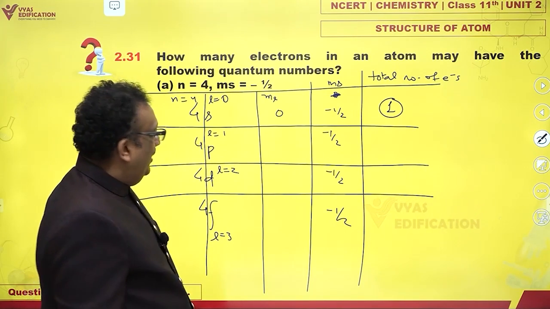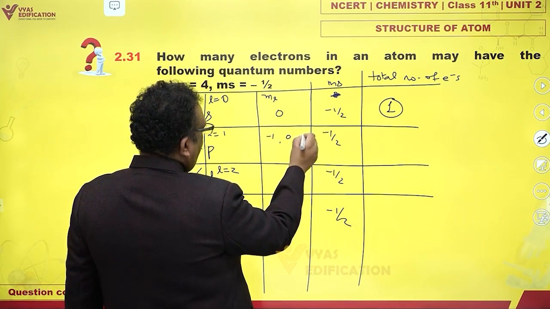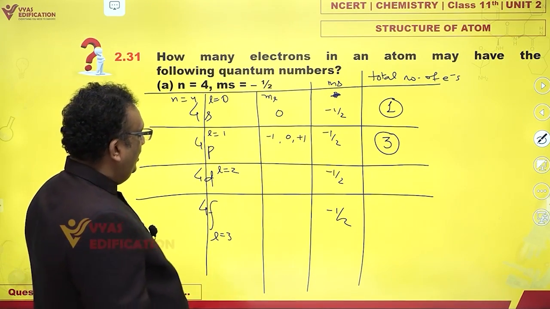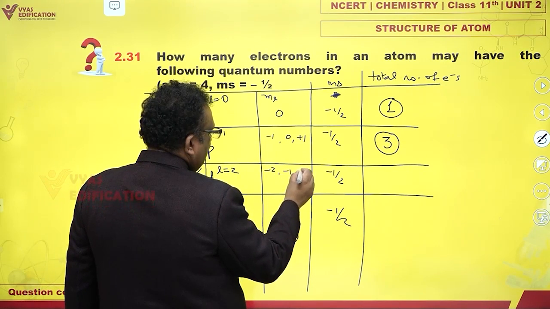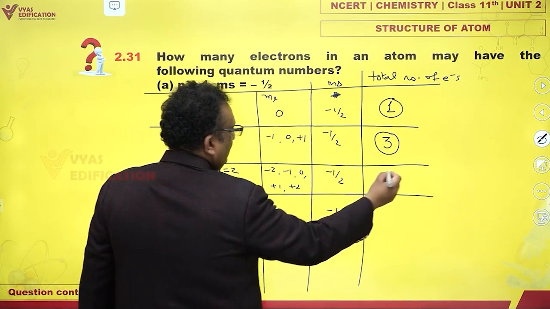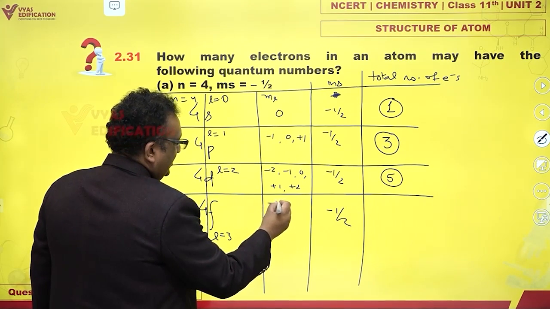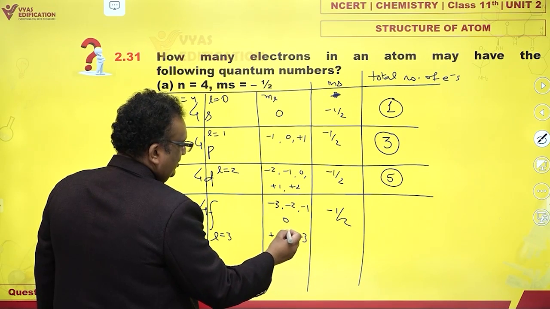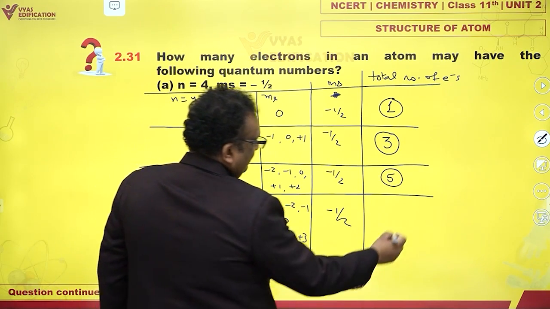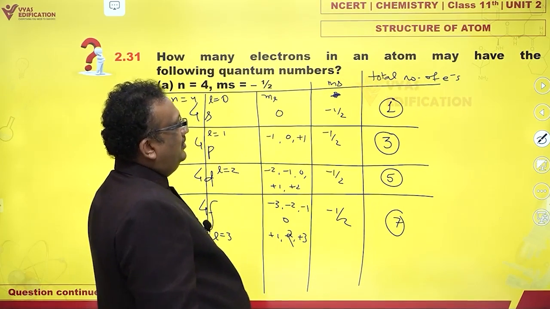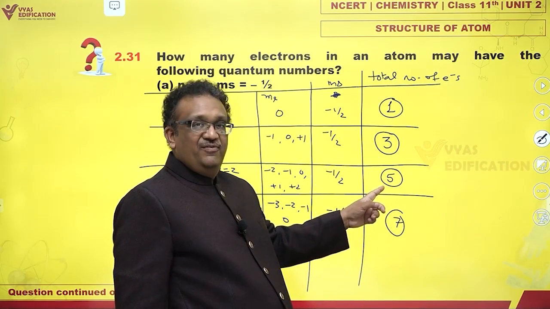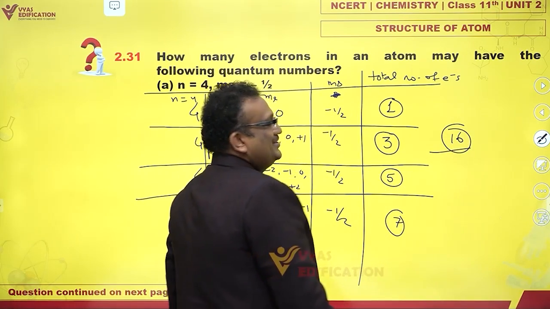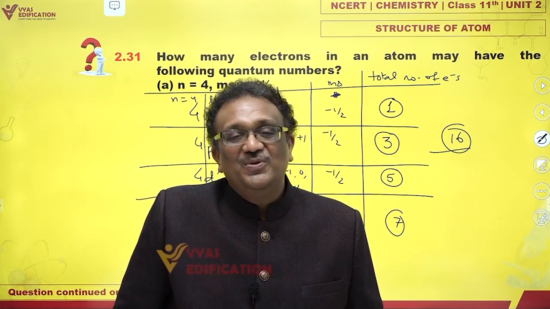4p, ML can be minus 1, 0, plus 1. It can have 3 electrons. D orbital, minus 2, minus 1, 0, plus 1, plus 2, that is 5. And minus 3, minus 2, minus 1, 0, plus 1, plus 2, plus 3, that is 7. So 1 plus 3, 4 plus 5, 9 plus 7, 16. I can have a total of 16 electrons with these specifications.